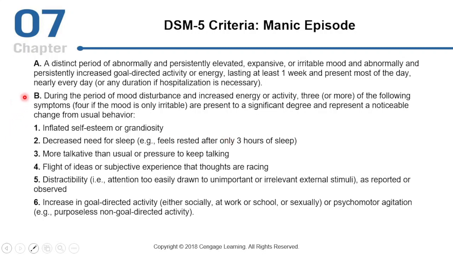And criterion B, during the period of mood disturbance and increased energy or activity, 3 or more of the following symptoms, 4 if the mood is only irritable, should be present to a significant degree and represent a noticeable change from usual behavior. So, the following symptoms are this. So, unang-una ito nga, yung inflated self-esteem or grandiosity. So, they have this inflated sense of self that they feel very important, or they feel that they can do anything kasi it's part of the features that they have.